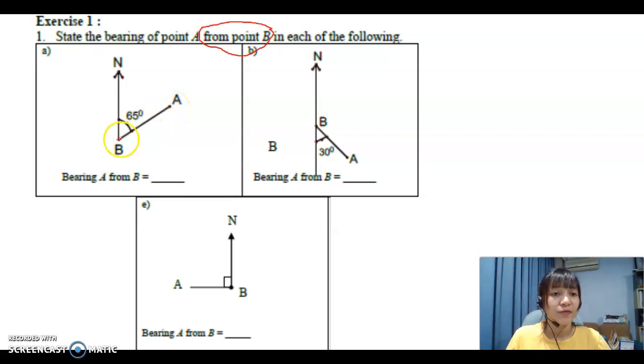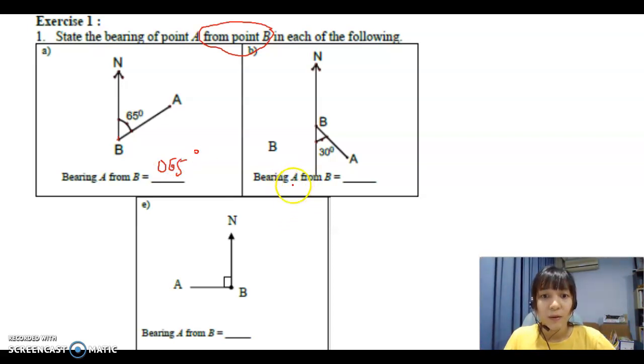head forward? First of all, from point B, you have to draw your north line. You have to know where your north is. This is your north. So from north, you have to start to draw the angle. It's given to you as 65 towards your A, right? The bearing is 065 degrees.